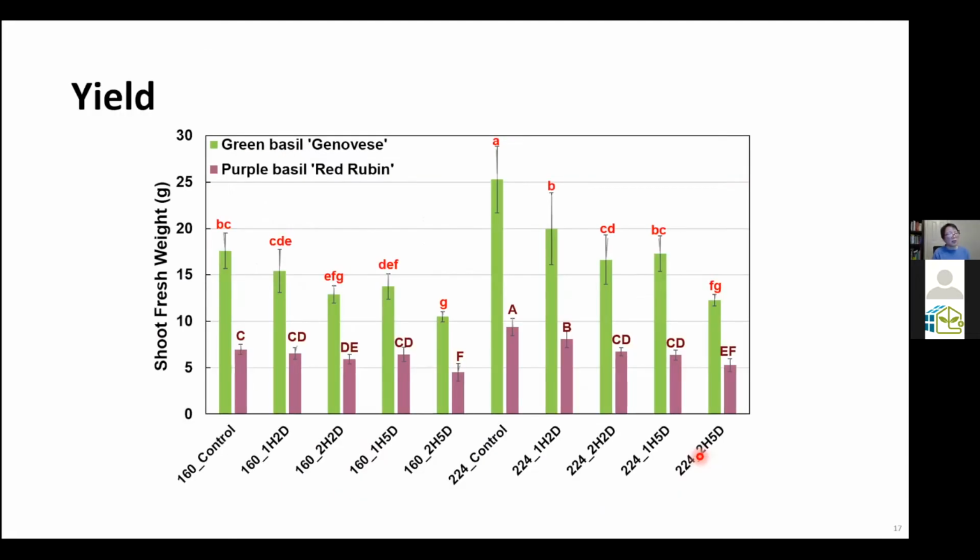But then the problem is the yield. We did see that the yield also decreased. And the magnitude of reduction is also greater if you add more UVB. And green basil reduced more compared to purple basil.